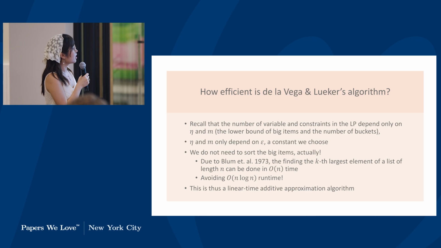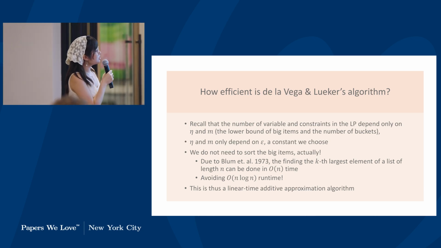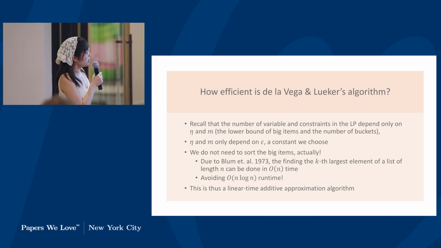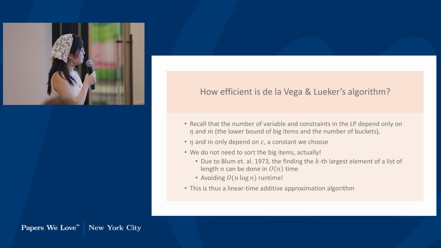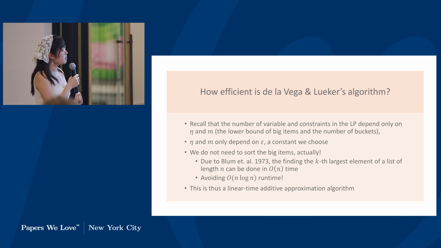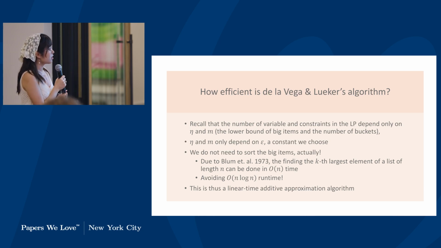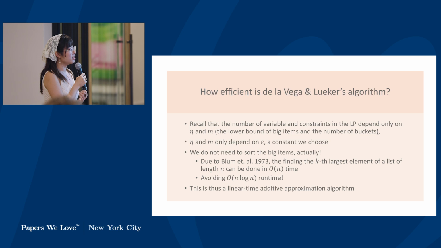Now, how efficient is the algorithm, or what is its runtime? Recall that we said earlier the number of variables and number of constraints in the linear program depend not on n, the number of items, but rather on eta and m. And recall that eta and m, because of how we did our rounding and our bucketing, depend only on epsilon, which is a constant that we choose.